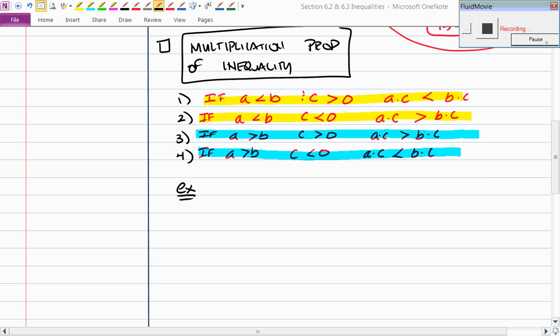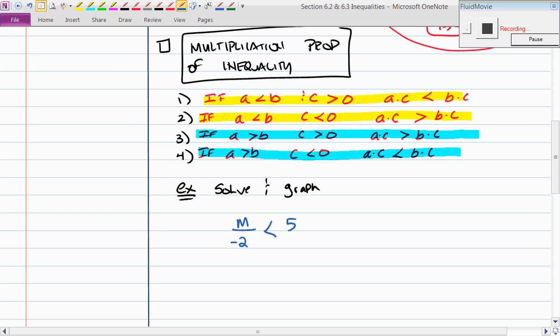Okay? We're going to use some examples of the multiplication property of inequality. We're going to solve and graph this one. This correlates to the multiplication. We're going to take m divided by -2 is less than 5.